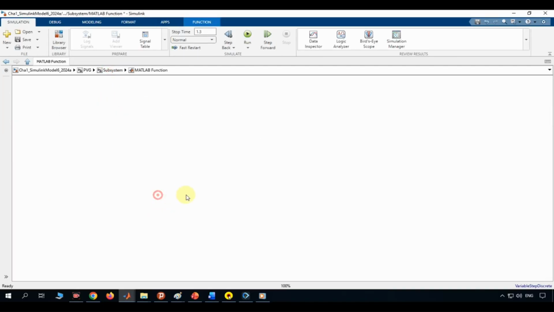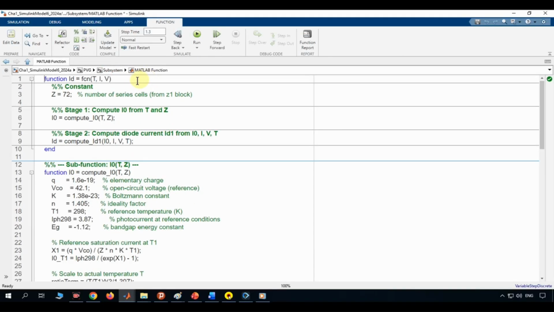The diode represents the physical PN junction inside every photovoltaic cell. Unlike the photocurrent, the diode current opposes the flow of current generated by sunlight. This function receives 3 quantities: temperature, output current, and output voltage. Using these quantities, it calculates the current flowing through the diode.